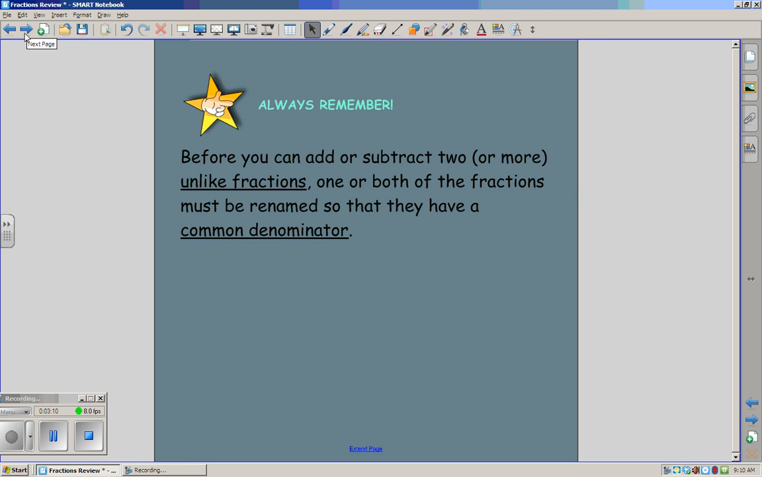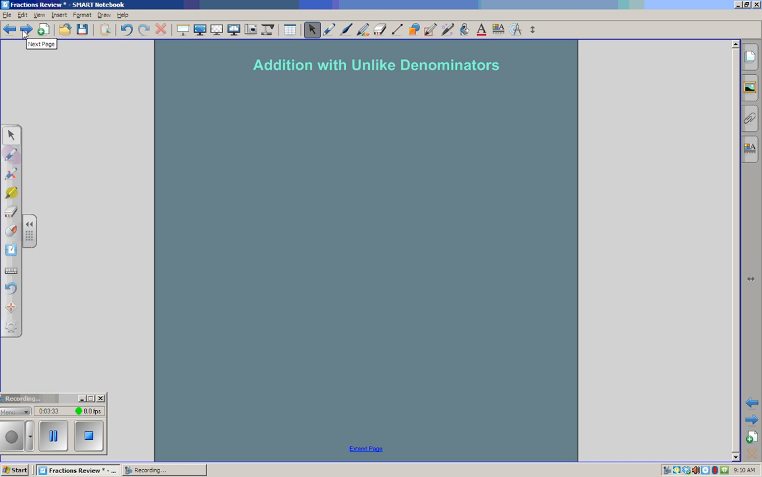All right, so now we're going to get into addition with two fractions that don't have a common denominator. What you need to know for this is that you cannot add or subtract fractions unless you have a common denominator. So when you have unlike fractions, find a common denominator. All right, let's do some practice.